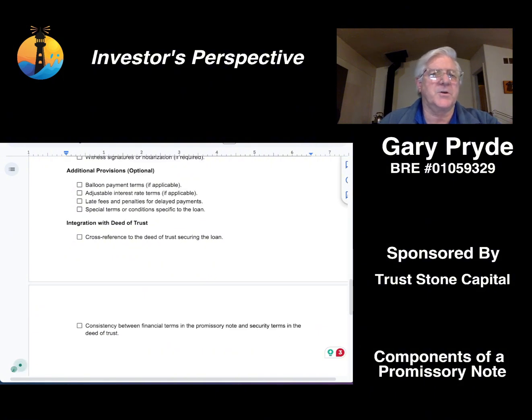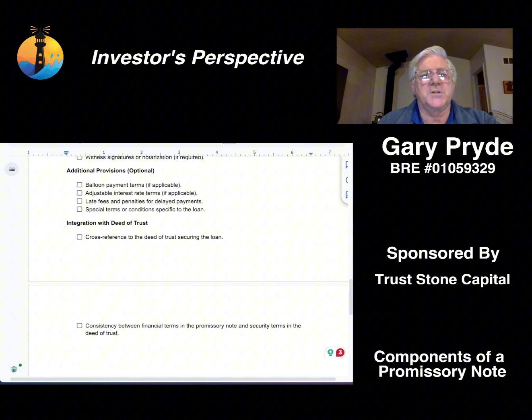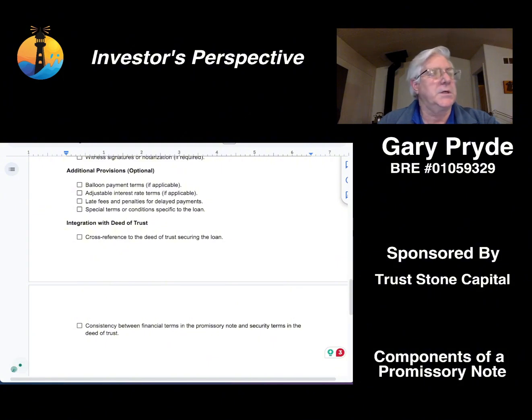Additional provisions or other things you want to look for in the note. Look for a balloon payment and terms if there's a balloon payment. Look for the adjustable interest rate terms, if there's an adjustable interest rate. Look for late fees and penalties for delayed payments. And finally, with additional items, look for special terms or conditions specific to that loan.